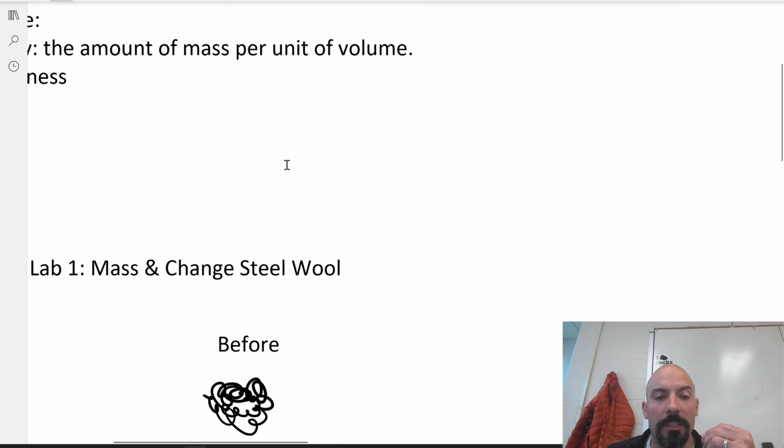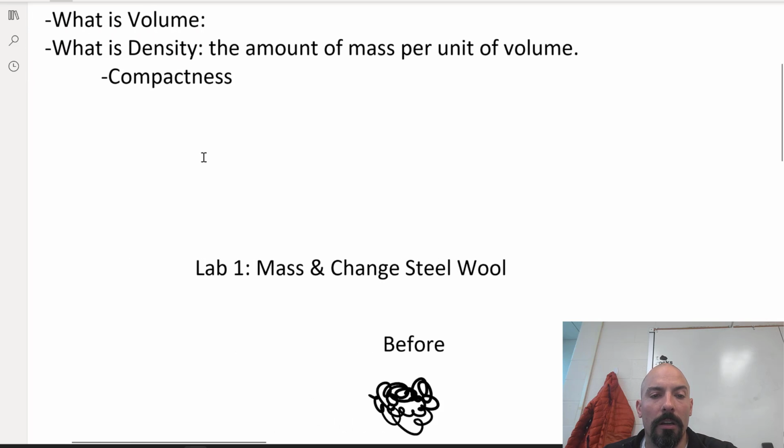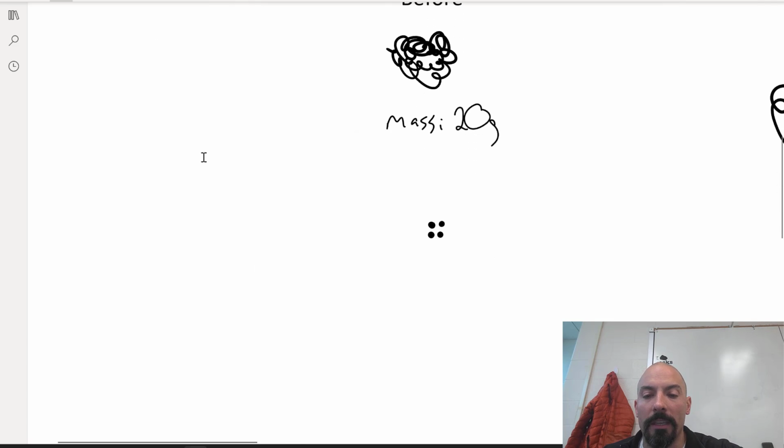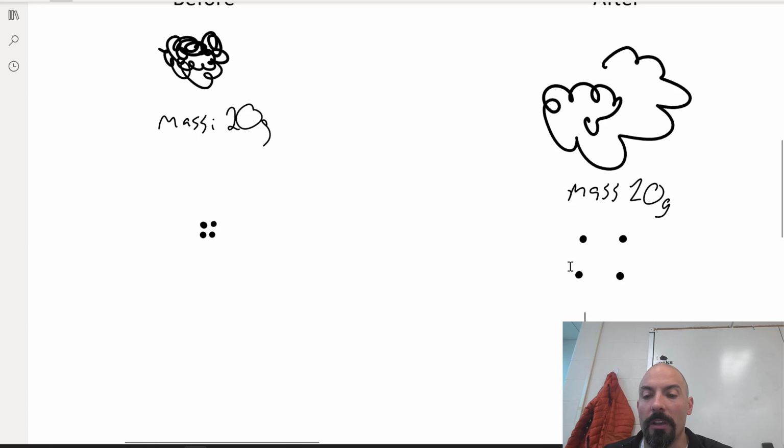Well, if we look at our definition of density, the amount of mass per unit of volume, both of these have the same mass, but this one has a much bigger volume. So, in other words, the compactness has decreased. So this has a higher density or compactness than this one.